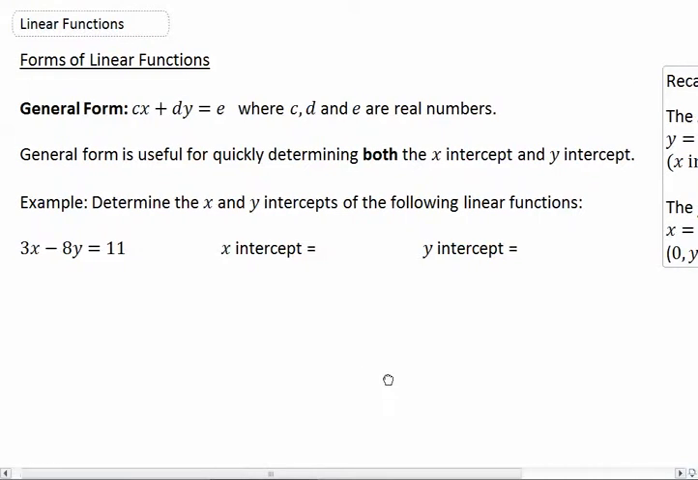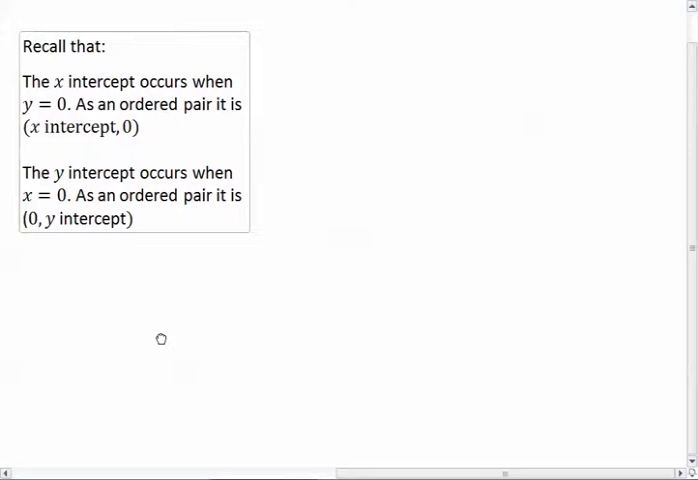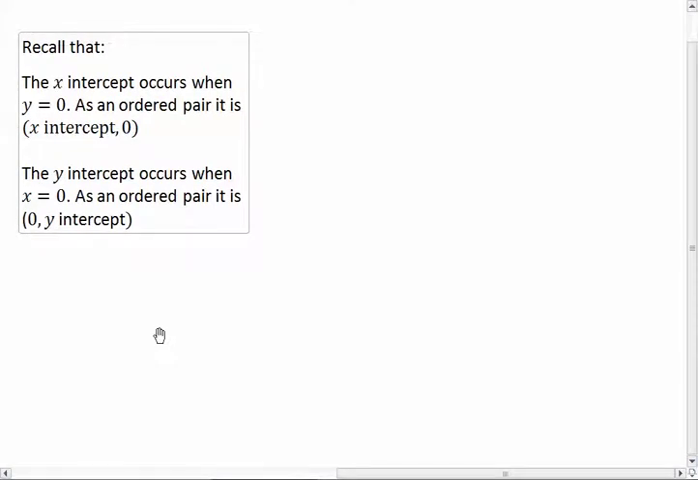Now we've got general form. I just want to have our little recall here. Recall that the x-intercepts occur when your y value is 0, and the y-intercept occurs when x is equal to 0. As an ordered pair, and you remember this from a similar question we had last unit, an x-intercept is always your x coordinate, then 0, and your y-intercept is 0, and then your y-intercept. That's just a little note there.